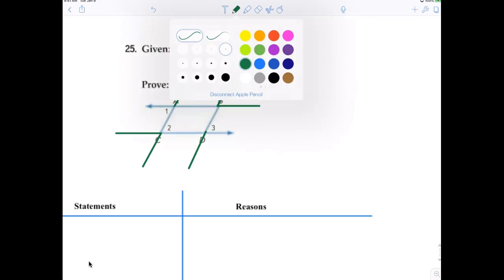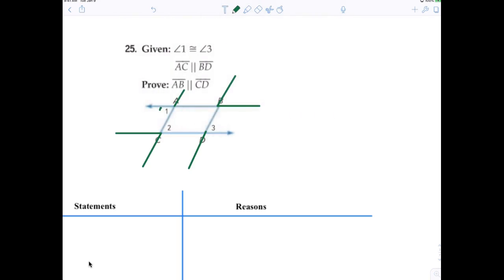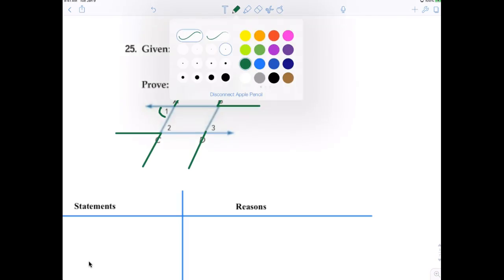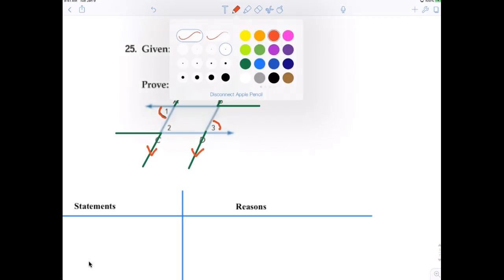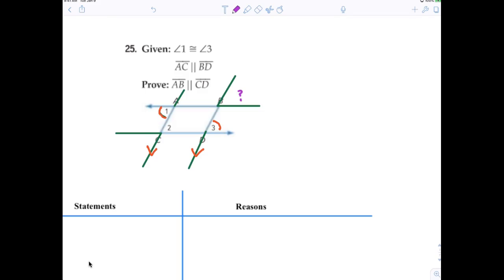Angle 1 is congruent to angle 3. And now I'm going to mark AC is parallel to BD. And so what am I trying to do now? I always like to make mental notes to myself. I'm trying to prove this is parallel to this. Does everybody agree with that?